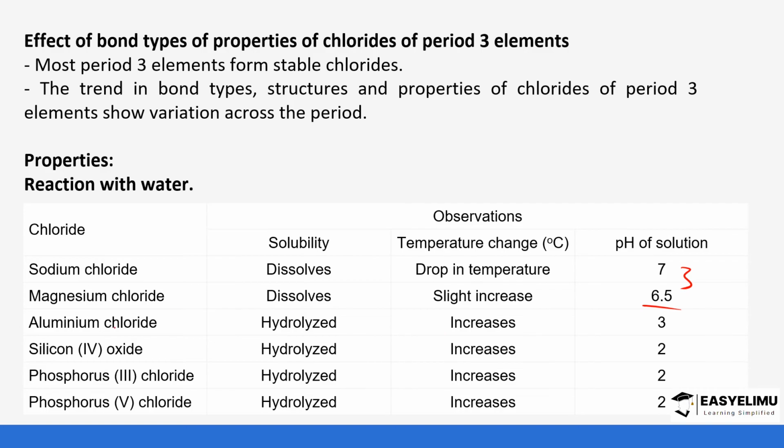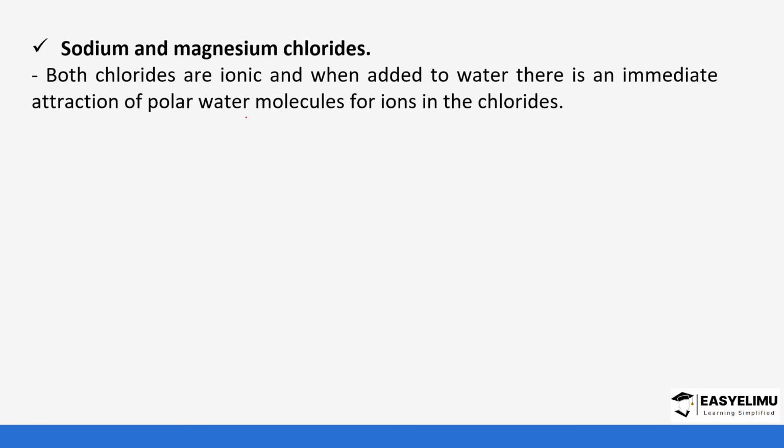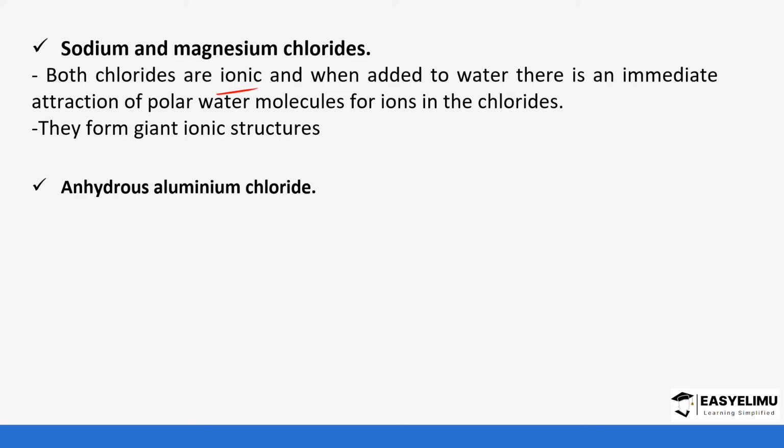As for the other ones, aluminium chloride, silicon chloride, phosphorus 3 chloride and phosphorus 5 chloride, these usually dissolve in water to form an acidic solution. They are hydrolyzed. We're going to talk about what hydrolyzing is in a minute. Sodium and magnesium chlorides are usually ionic, so they have an ionic bond between their atoms, and when they're added to water, there is that attraction to the polar water molecules. They dissociate into ions, and they usually form giant ionic structures.